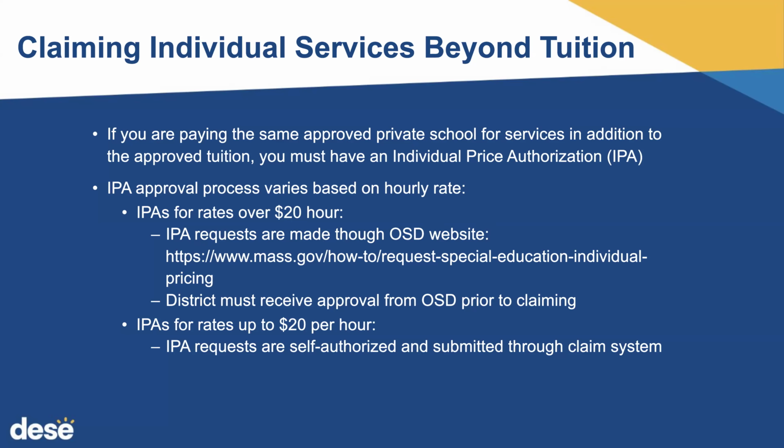It will specify not just the student and the school they're attending, but also the approved hourly rate that you can claim and a total cost that you could claim for the entire school year. If the one-to-one services cost $20 or less per hour, you do not need to go through that process. Instead, you can fill out a self-authorized IPA in the claim system, and that will be one of the examples that we walk through.